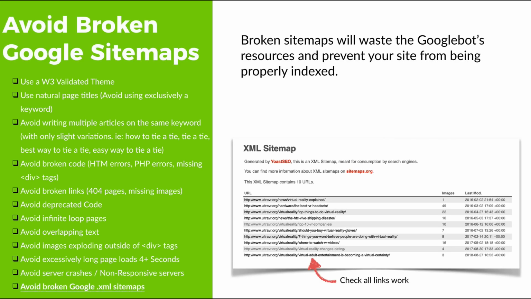Now, you want to avoid broken Google sitemaps. Once again, this is all about the Googlebot. We want to take care of the Googlebot. It crawls our website. It is limited in resources. So you want to make sure you don't have too many broken links inside your Google sitemaps. These are going to be the major checks if ever you're running into problems with your website.